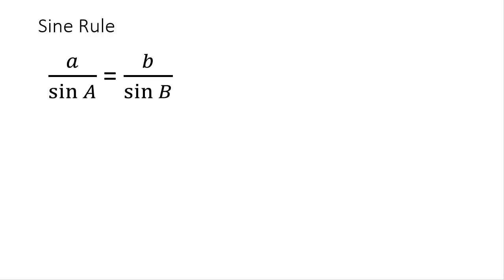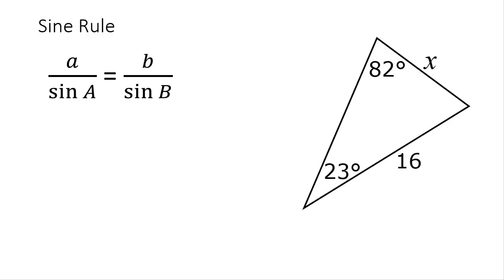The side A over the sine of the angle opposite it is equal to the side B over the sine of the angle opposite it. So we'll have a question that will look like this, and we ask ourselves, do we have a known side versus a known angle? And in this case we do. So we're going to use the sine rule in that situation.